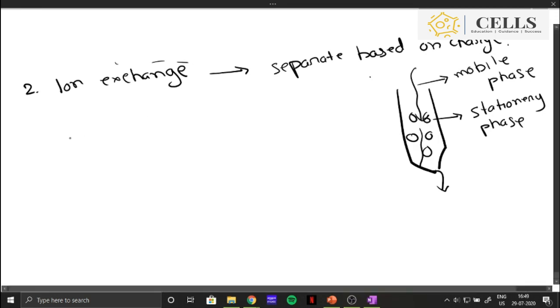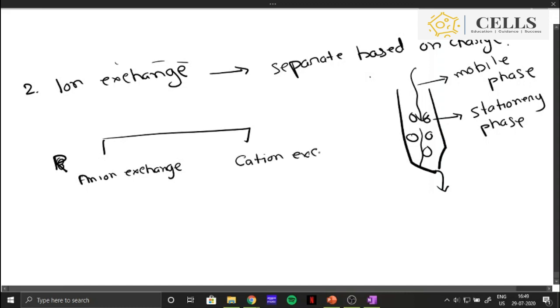So yeah, now starting with ion exchange chromatography, you have a resin. There are 2 types of ion exchange chromatography: anion exchange and cation exchange. In anion exchange chromatography, you exchange anions. In cation exchange chromatography, you exchange cations.